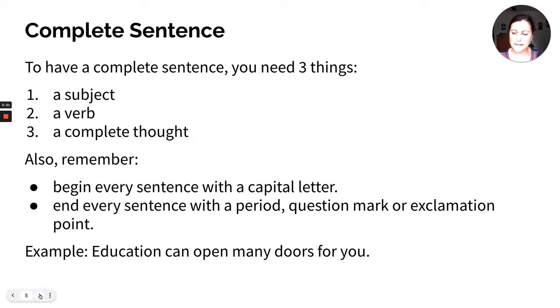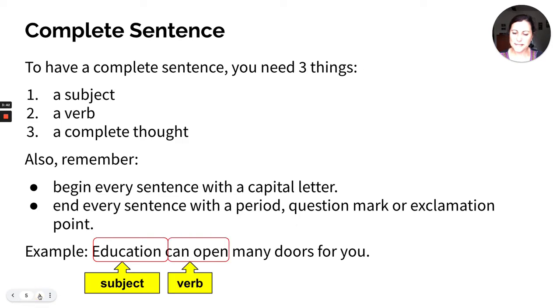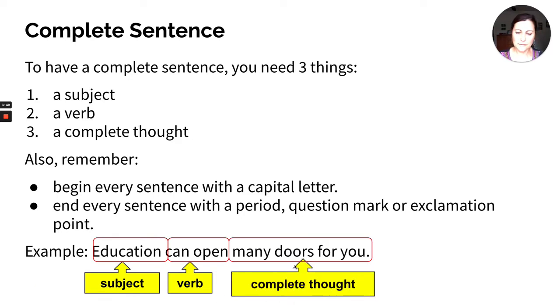For example, education can open many doors for you. Education is my subject. Can open is the verb phrase. And what is it opening? Many doors for you. That's completing the thought in the sentence. And then remember, we have this capital letter, and then I'm ending it with a period. If you have a question, you would use a question mark, or if it's like an exclamation, like you're yelling something like, hey, or really excited, you would use an exclamation point.